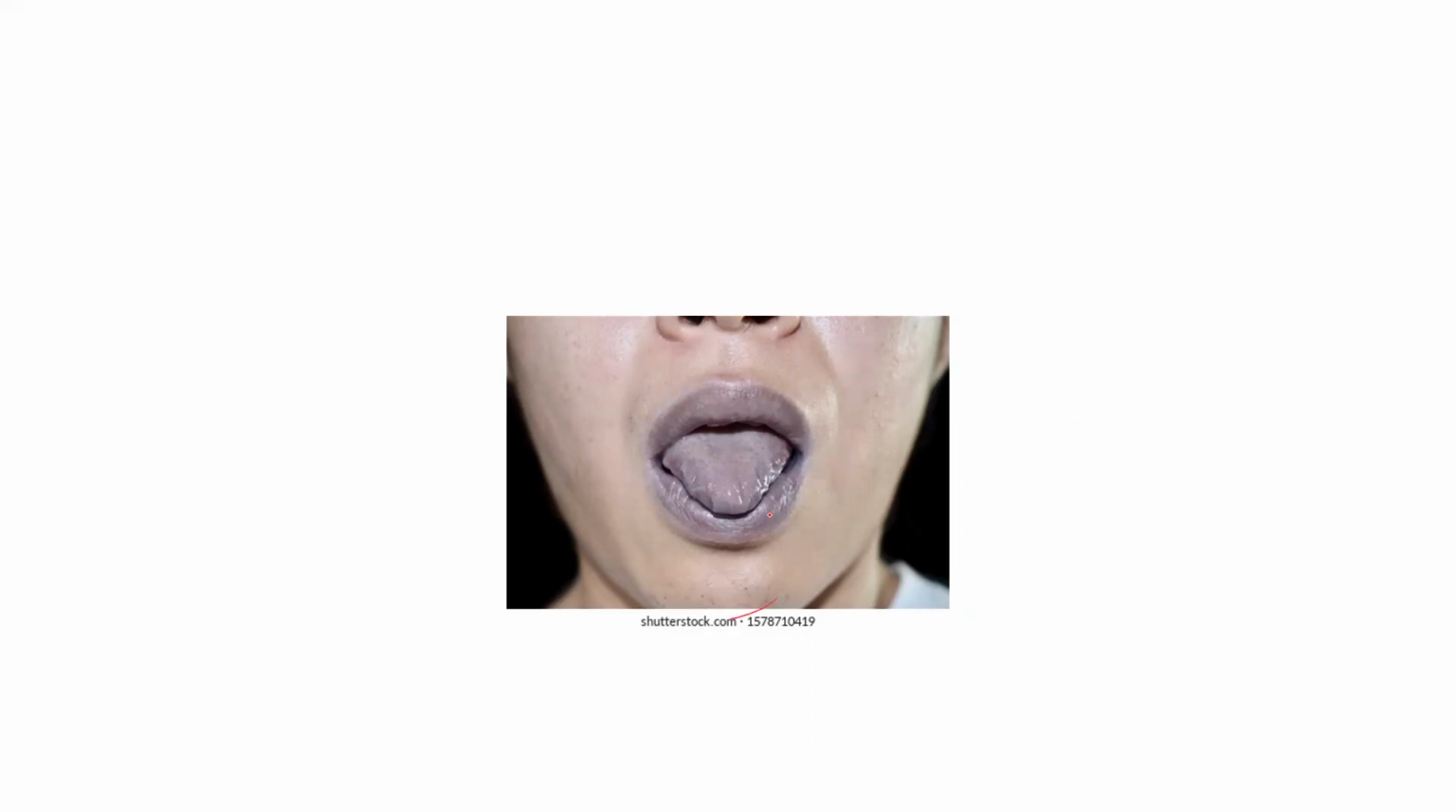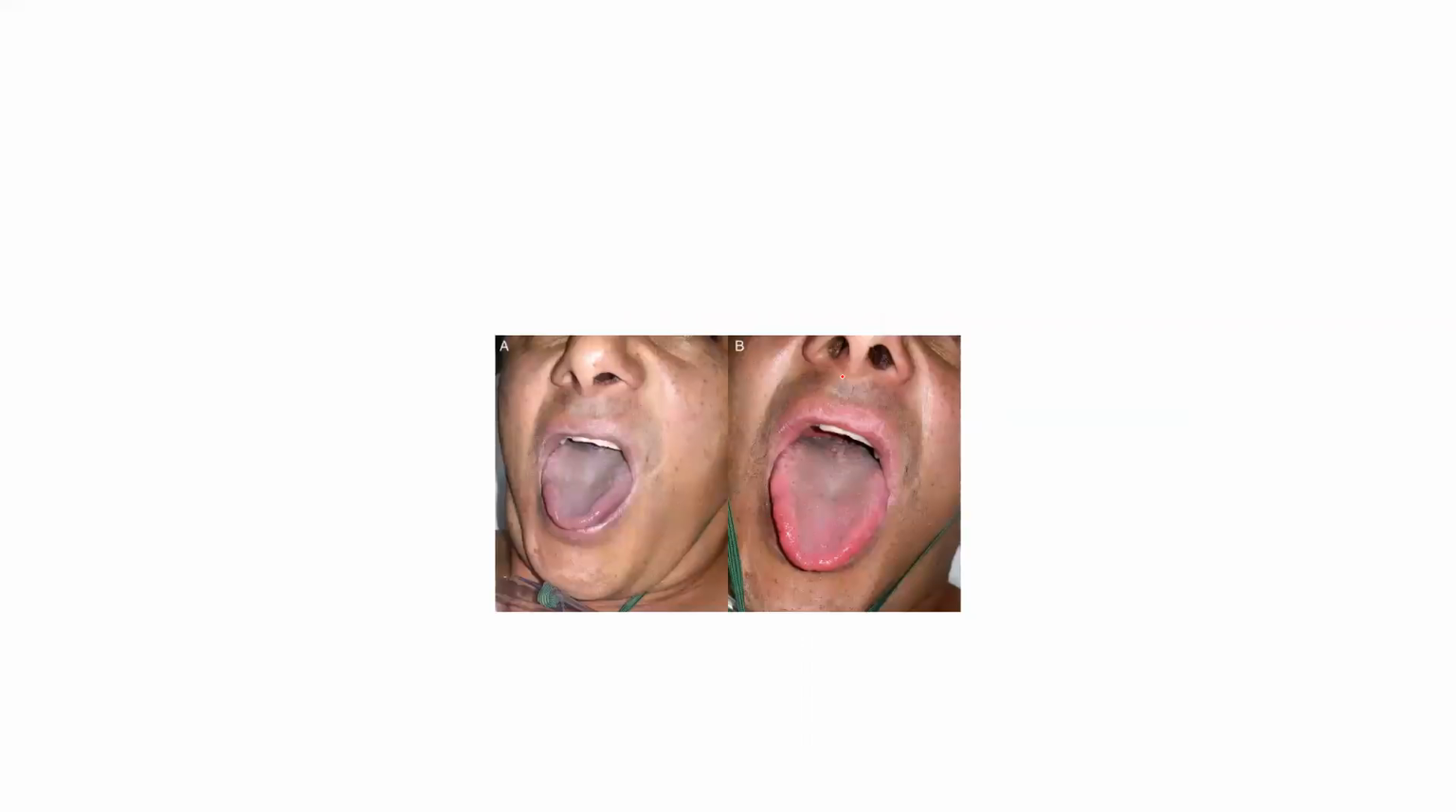Now, why does this bluish discoloration of the skin and mucous membranes occur? If you compare these two, you can understand this has a pinkish color and this has a bluish color. Cyanosis has occurred. So what is responsible for cyanosis? Cyanosis is mainly due to an increased amount of reduced hemoglobin. When the reduced hemoglobin amount is more than 5 grams per dl, it causes cyanosis.